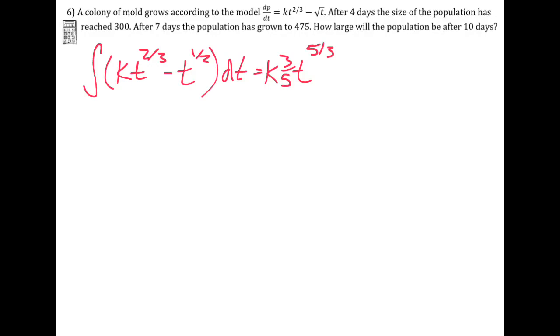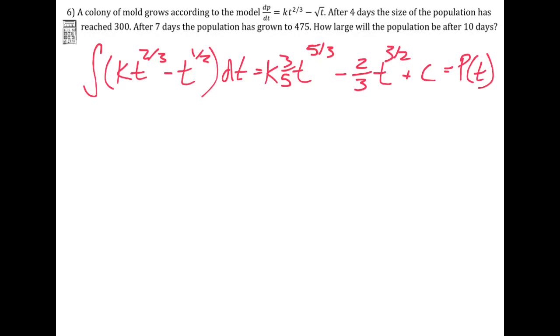So k times 3/5 times t to the 5/3 minus t to the 1/2, which becomes 3/2 when you add 1. Divide by 3/2 is multiplying by 2/3, and then we get our plus c right there. We don't know what c is, but this is equal to our population function, big P of t, or little p maybe, I don't know. It's not a position function, that's a population function.